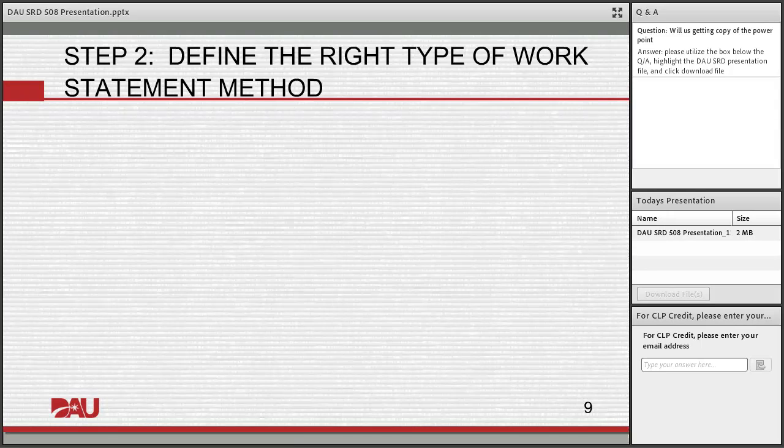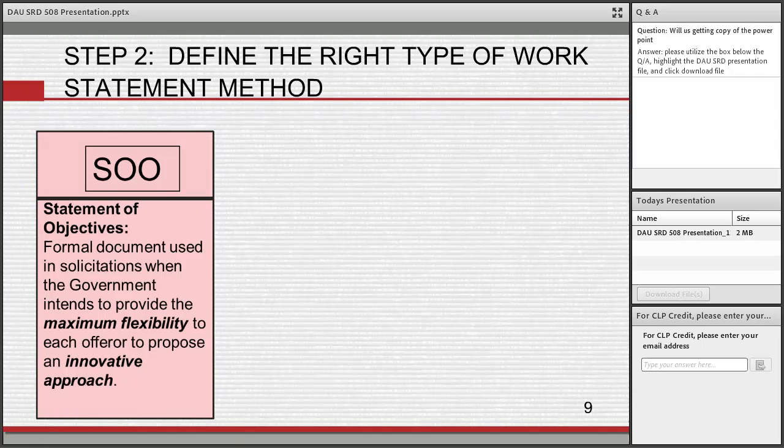So step 2, we're going to define the right type of work statement. So there are basically 3 different ways of describing your requirement. The first one we're going to talk about is a statement of objectives, or a SOO. So a SOO is a formal document used in solicitations when the government intends to provide maximum flexibility to each offeror to propose an innovative approach.